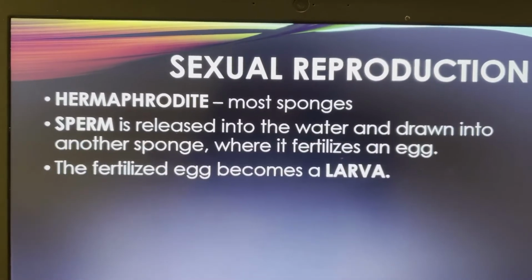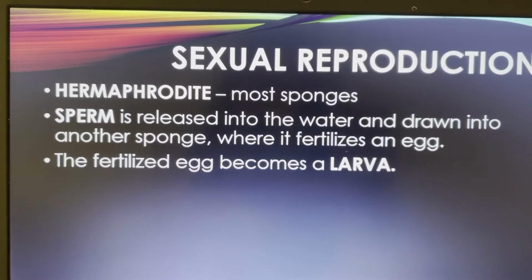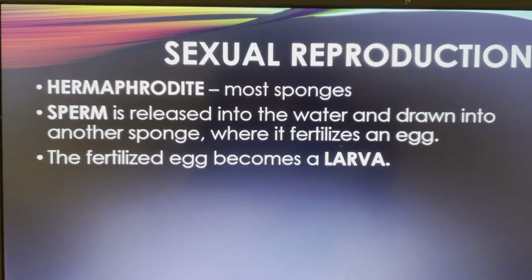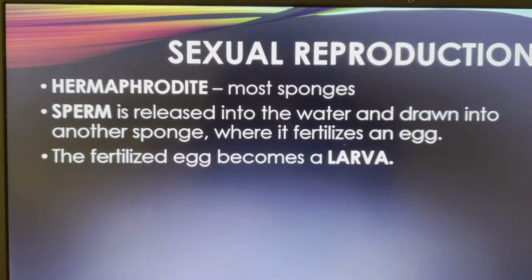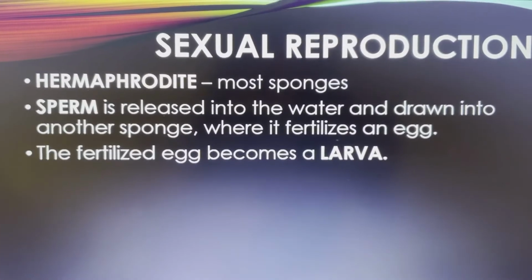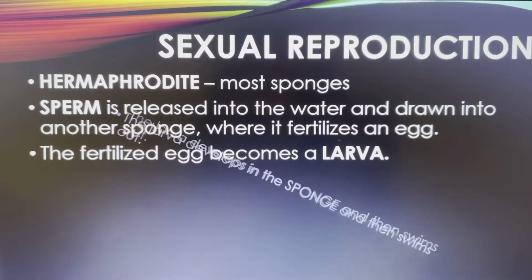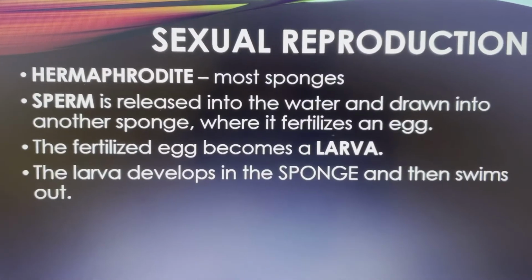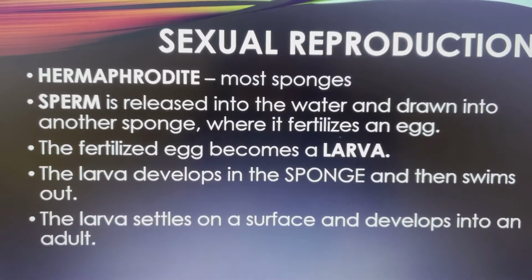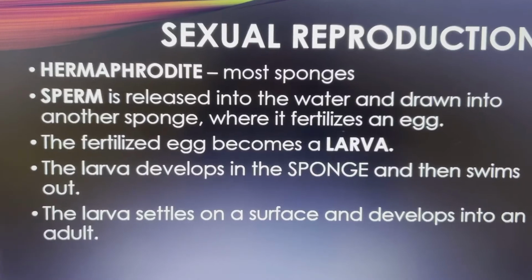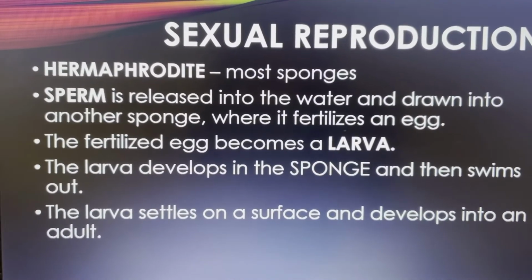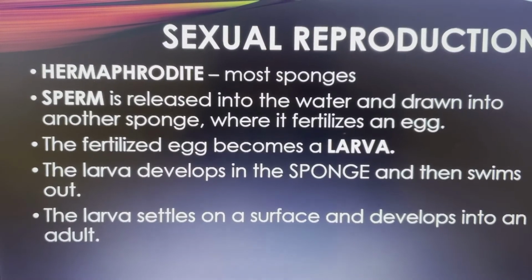So, when they unite, a zygote will form. And then the fertilized egg becomes a larva. Remember the different stages: from egg, then larva, then adult. The second stage is larva. The larva develops in the sponge and then swims out. The larva settles on a surface and develops into an adult. So this is all about sexual reproduction.